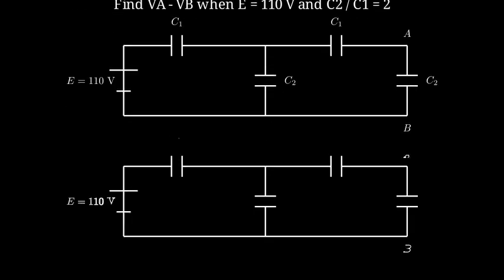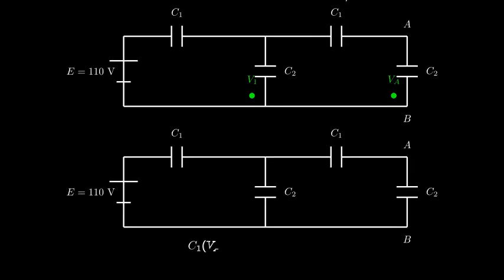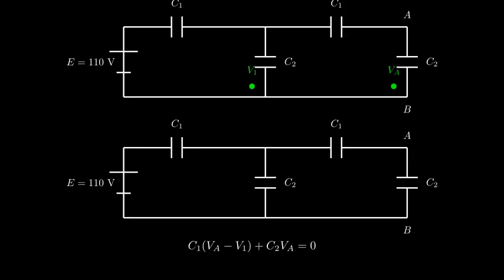Now, we solve using node voltages. Let the bottom wire be 0 volts. Let V1 be the voltage at the middle node, and VA be the voltage at point A. Because these nodes are isolated conductors, the net charge at each node is 0. At node VA, the sum of charges must be 0.